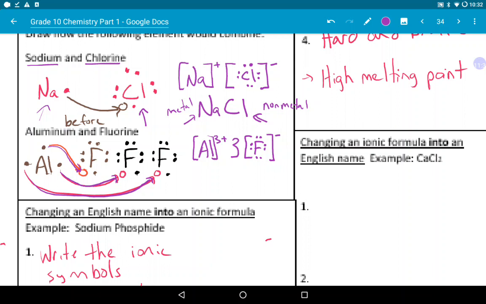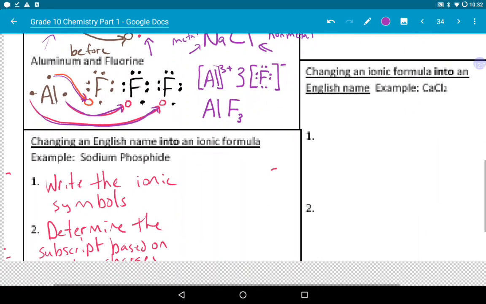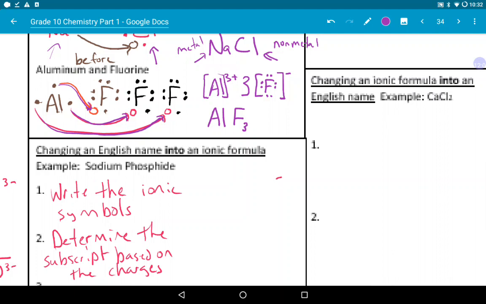To write it out as a formula, we do metal first, aluminum. How many are there? Just 1. Fluorine, there's 3 of them, so we put F3. And there's the formula for aluminum and fluorine. So that's drawing it out to see how they fit together.